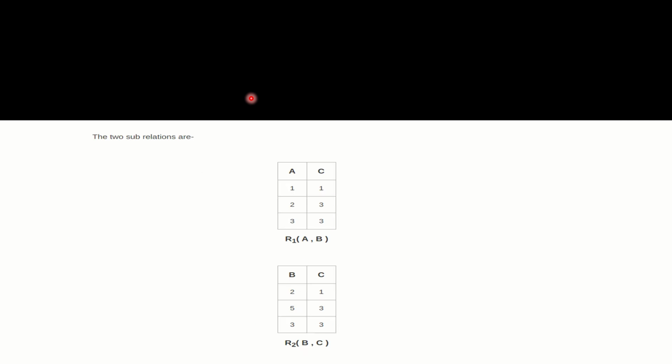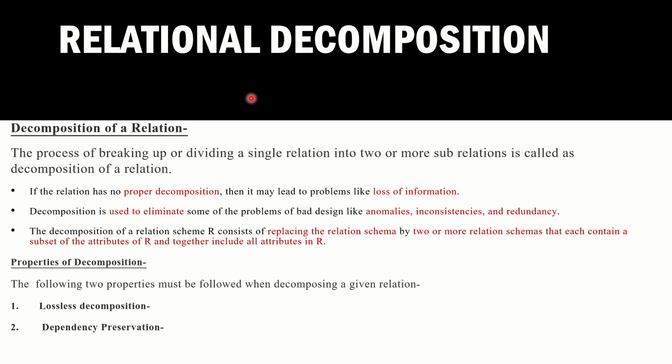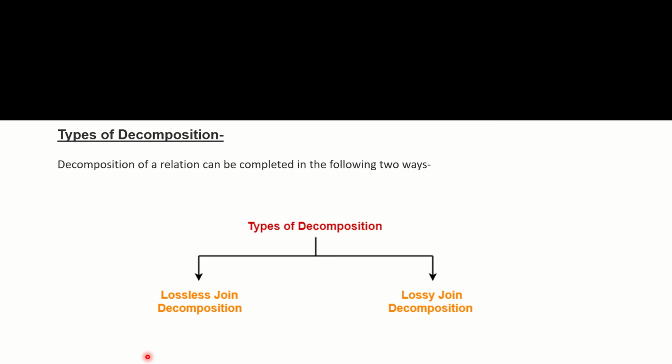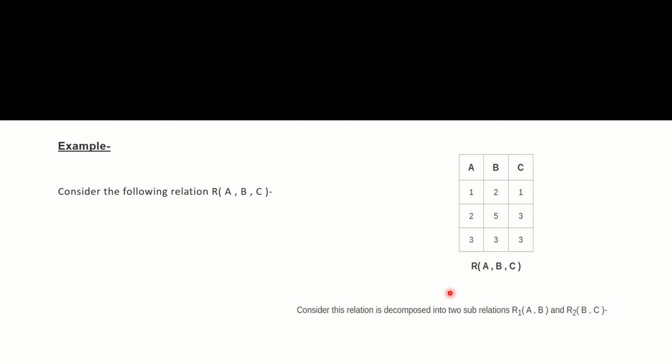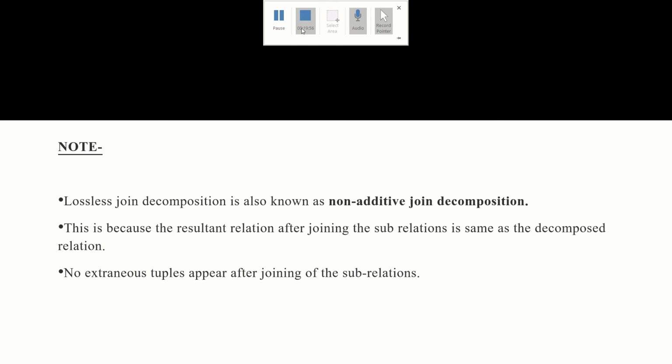Those are the 2 types of join operation. So we studied what is decomposition, relational decomposition, the 2 properties of relational decomposition, then the types of decomposition, lossless and lossy, and the explanation with example of each and every type. It is a very important topic and you must be careful while studying.